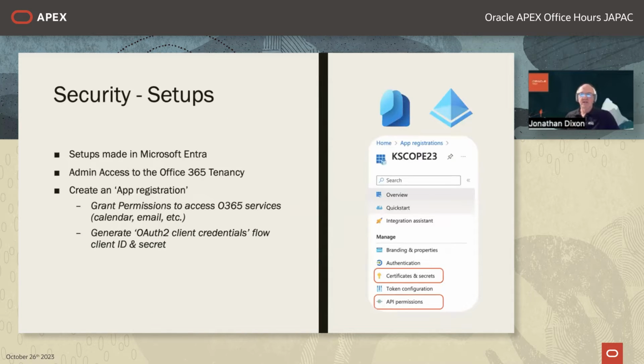So in order to get the security side of this set up, you have to use a tool called Microsoft Entra, which is relatively new in the Microsoft arena. And you create an application definition or application registration, I should say. To do this, you have to have admin access to your Office 365 tenancy. And when you've created that app registration, which we'll do, you then grant permissions to that application registration. So one registration could have access to calendar, email, or just one of them if you want to keep them separate. And then you create a set of OAuth 2 credentials. So you get a client ID and client secret, which have a certain expiration, and you need to keep renewing those credentials every so often.